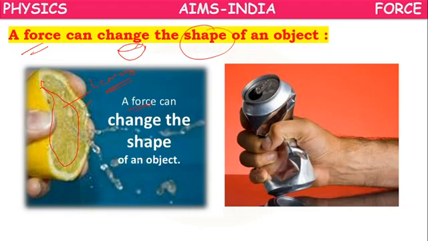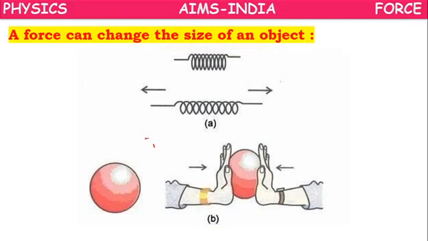Means a force can change the shape of an object. Or if you try to compress a cool drink tin, one minute, children. If you try to compress a cool drink tin, it will be crushed like this. So by applying force, we can change the shape of an object. So next.